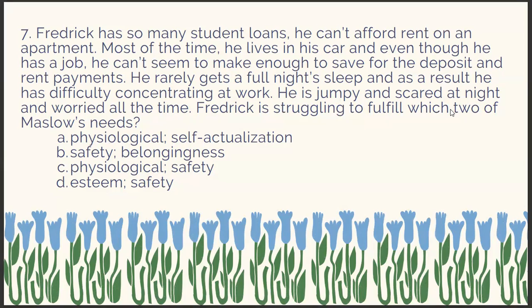C, physiological and safety. He doesn't have a roof over his head. He doesn't have stable shelter, and he doesn't feel safe. So those are the 2 basic needs in Maslow's hierarchy of needs. So how can he worry about other things in his life if he doesn't have his physiological and safety needs taken care of?